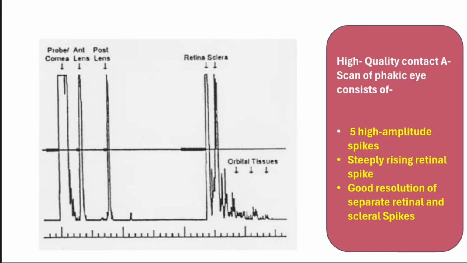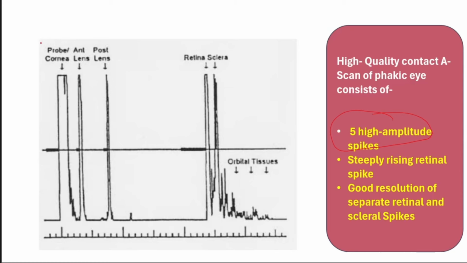Alright, now a high quality contact A-scan of a phakic eye basically consists of 5 high amplitude spikes. Remember, you might say there are so many spikes over here. Yes, there are, but what is important for us are the high amplitude spikes. So we have 5 high amplitude spikes.